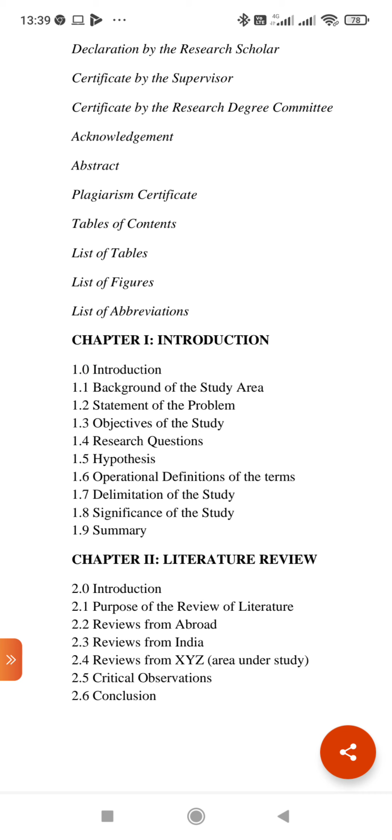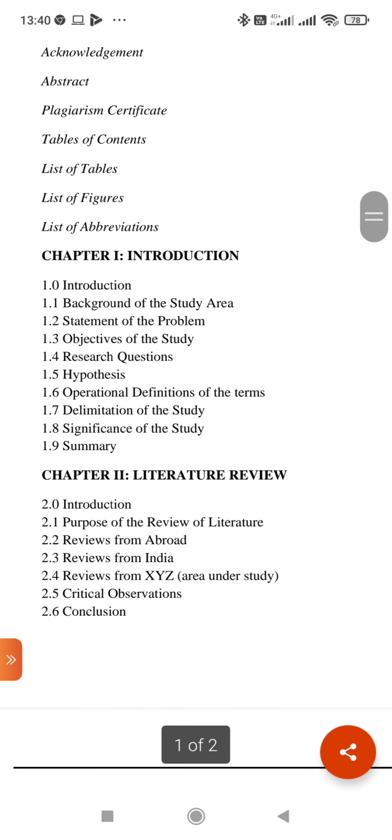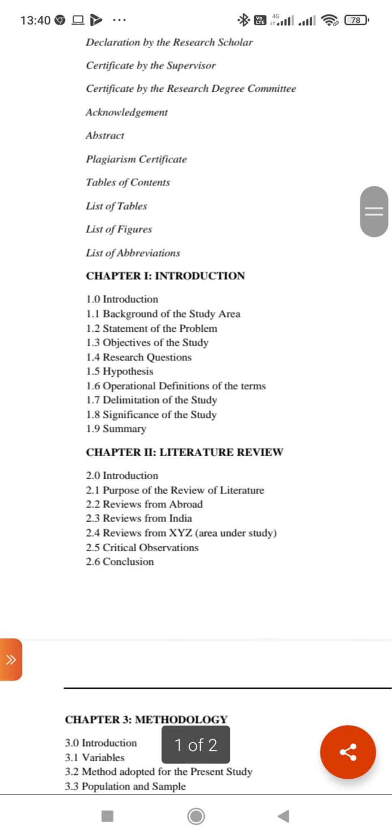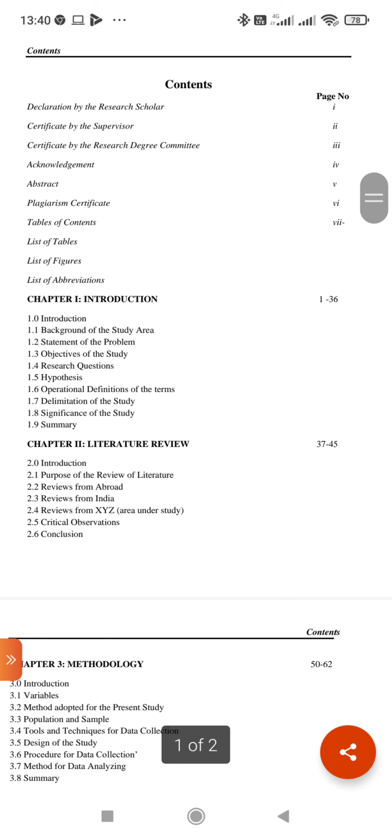introduction part. Then 1.1 background of the study, 1.2 statement of the problem, 1.3 objectives of the study, and similarly you have the research questions, hypothesis, operational definition of the terms, delimitation of the study, significance of the study, and then you can give the summary of this first chapter. So here you can follow two ways, that is the entire introduction, assuming that it covers 1 to 36 pages.